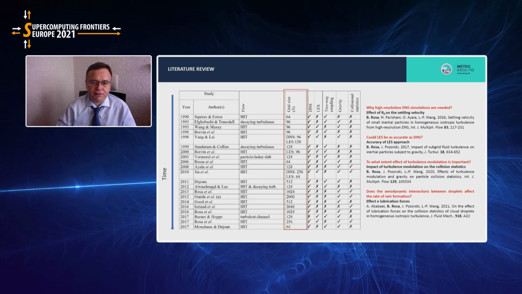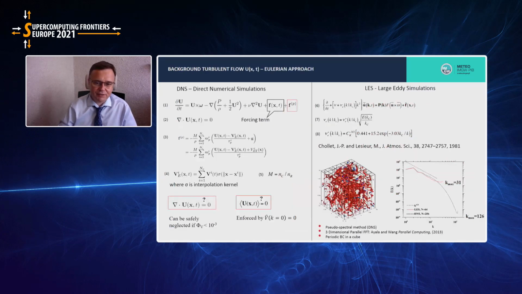Is the effect of two-way coupling really important? How do the droplets affect the turbulent flow, and what's the impact on the collision statistics? And the last question is: what's the effect of aerodynamic interaction? For more complete information, I refer you to my publications.